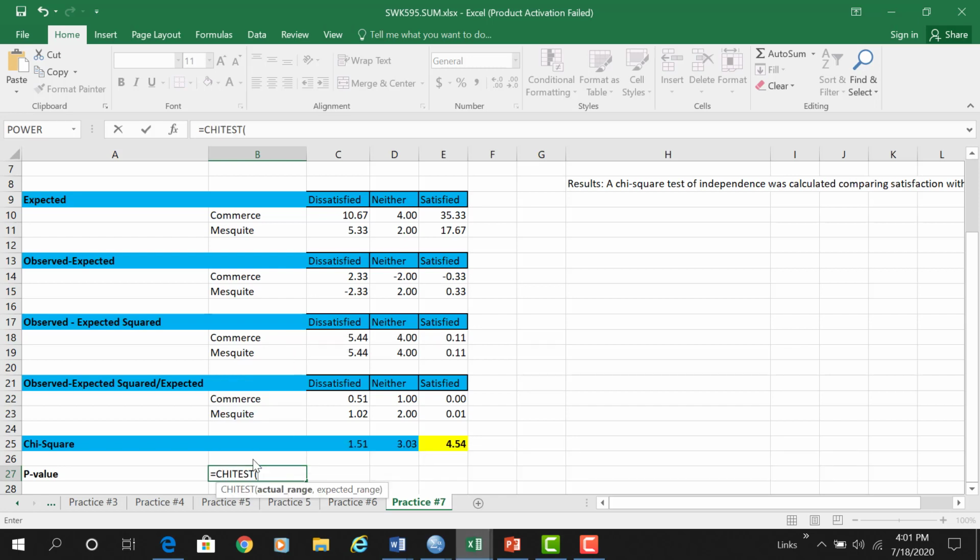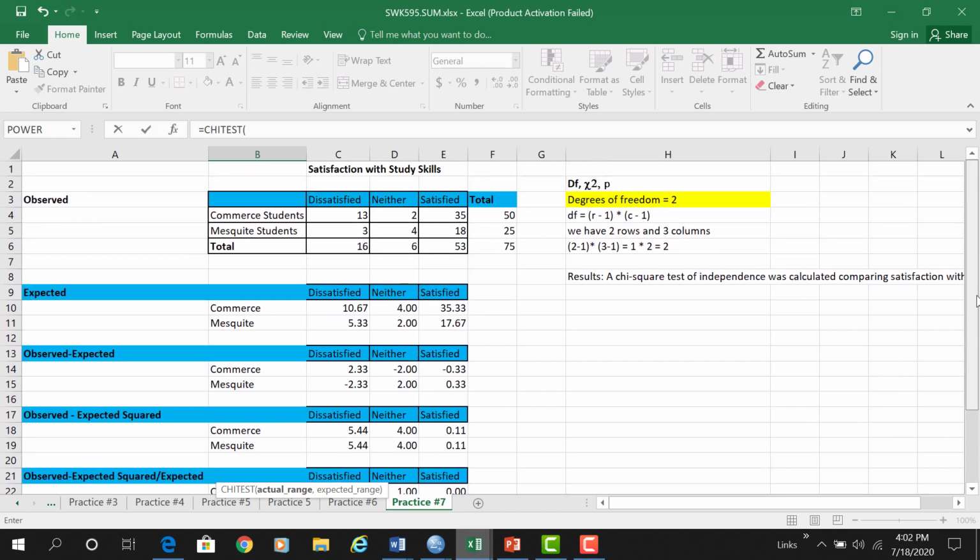We're double clicking on that, and it tells you what you need to include. You need to include the actual range and the expected range. The actual range, remember, is the actual data set you got first. So the actual range is Commerce for dissatisfied, neither, and satisfied, as well as Mesquite.